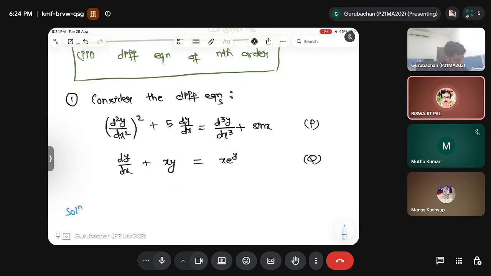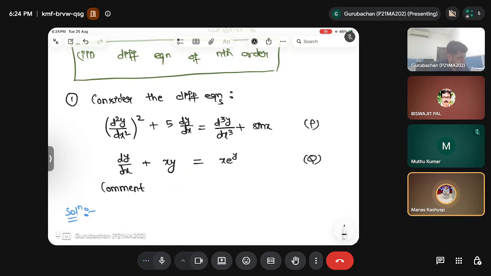Sir, first one: order 3, degree 1. Correct. And non-linear. Second one also: order one, degree one, and linear.